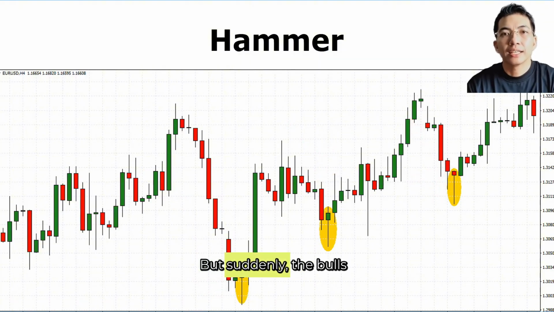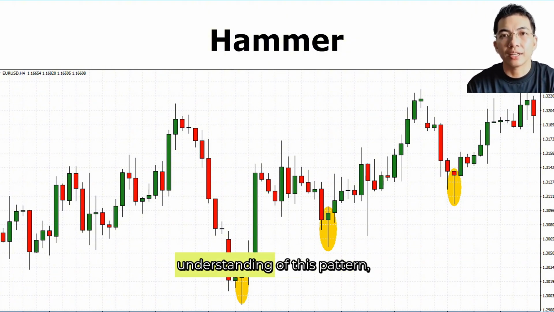But suddenly the bulls appear and they have the power to push the price back near the opening of the session. This means that after many sessions dominated by the sellers, the price has become attractive enough to convince the buyers to take action and buy the pair.